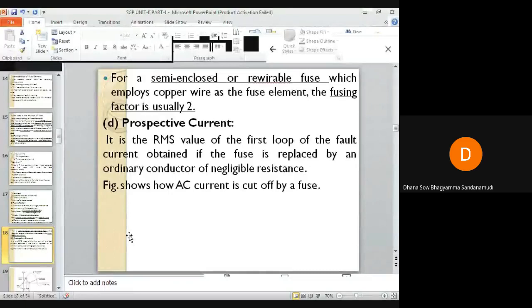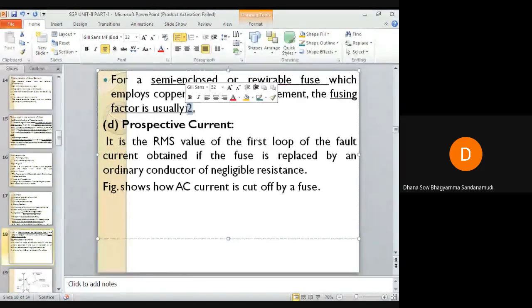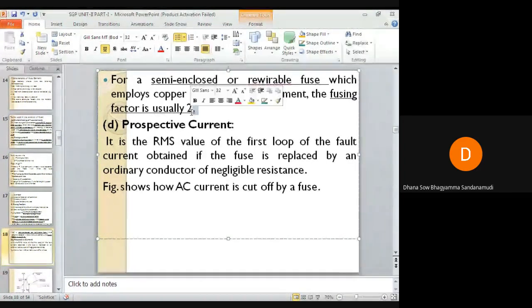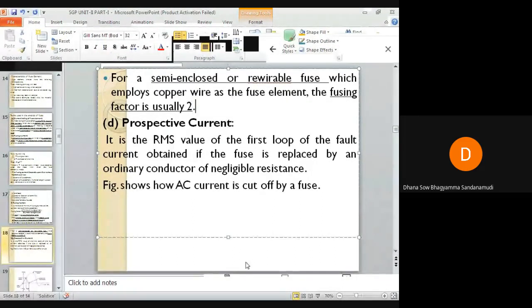Next, for a semi-enclosed or rewirable fuse which employs copper wire as the fusing element, the fusing factor will usually be 2. These values are specified based on analysis, based on study. So next is prospective current.